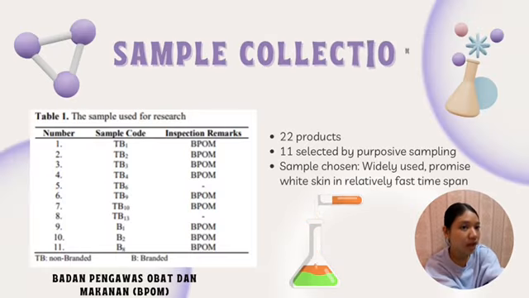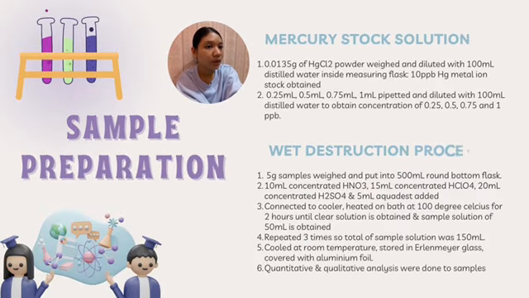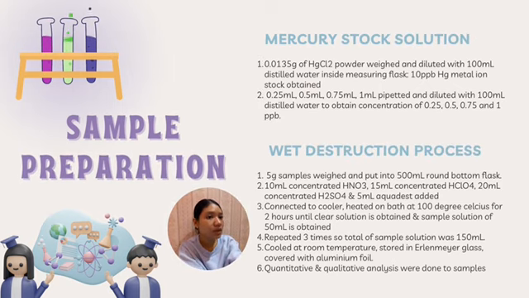In this case study, samples were collected from 22 products and 11 were chosen by random sampling. 3 products are branded while 8 are not, and 2 of the products do not have the permit from BPOM while the rest do. A 10 parts per billion mercury metal ion stock solution was prepared and then diluted with distilled water to obtain solutions with smaller concentrations. In the wet digestion process, the sample is dissolved in acidic solution to break down the organic matter so that the mercury can be easily measured.